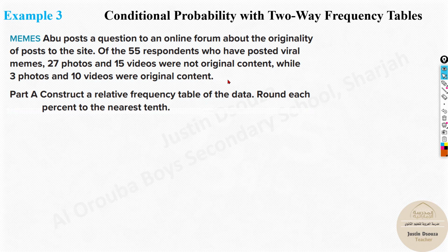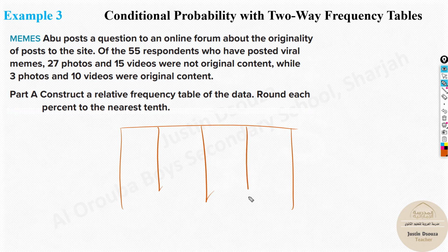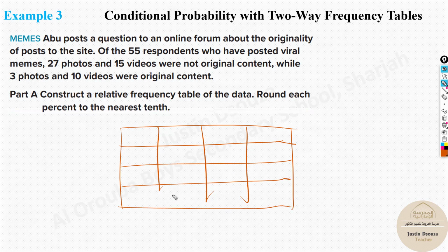We have been given some data. We need to use this data and use the concept of the last lesson. Over here, let's make the table first. We know it will always be 1, 2, 3, 4. The first one is for the headers, the second one for one data, third, and the last one is for totals.